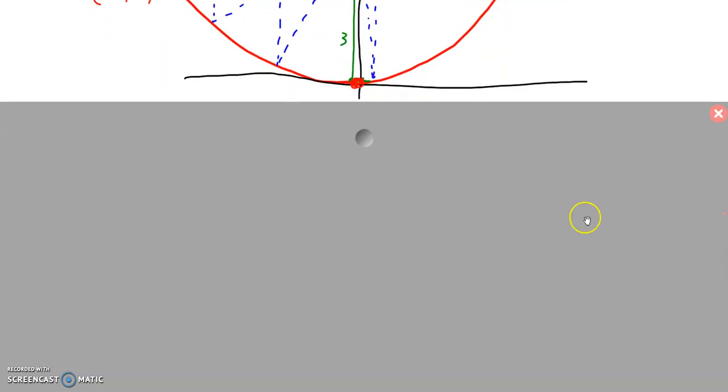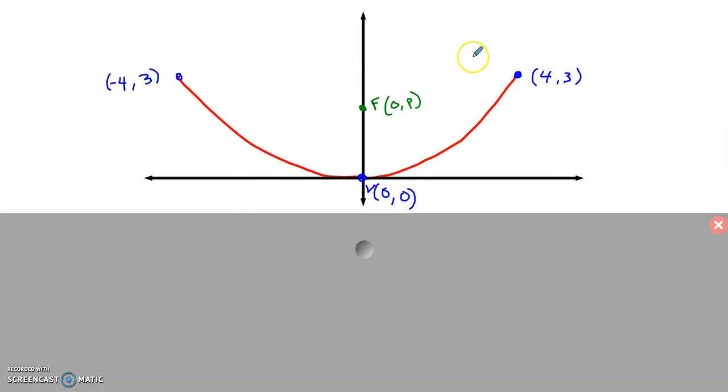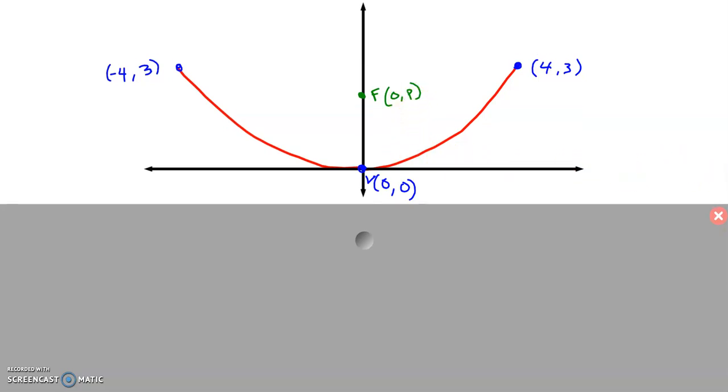So let's draw a little better picture here so it's a little more clear. So here are the points that I know on the parabola that I drew. It's got a vertex at 0, 0, and then it goes through the points 4, 3 and -4, 3. The focus is what I'm trying to find, and I don't know exactly where on this line it will be, whether it will be out here or inside the dish, but I know it will have an x-coordinate of 0 and a y-coordinate of whatever p is.